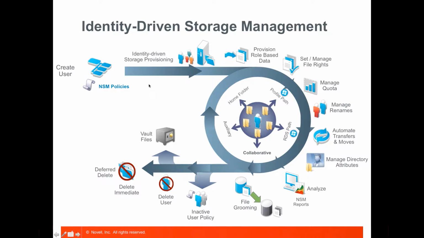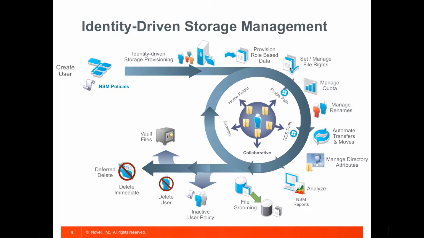So if we take a look at this diagram for a moment, I create a user, and I create that user through any one of my authoritative sources. That user gets added into the directory itself. And then the NSM policies that are put in place are, quote unquote, listening or waiting for an event to drive forward storage provisioning. And then that user's access is created based on their location, based on what role they have. And we can even provide things such as managing their file rights so they're all consistent and nobody has more rights than they should.